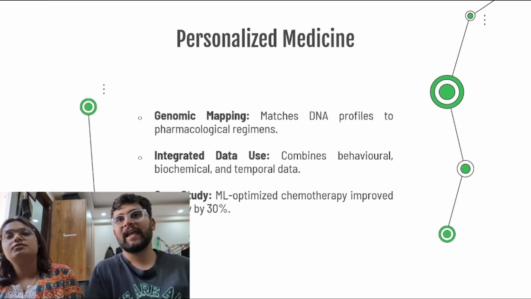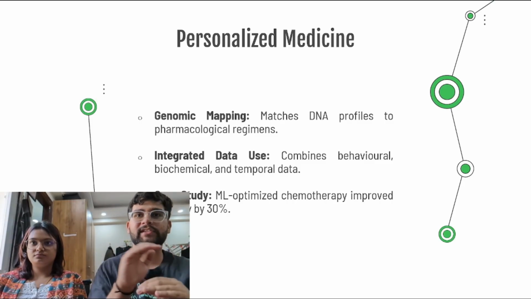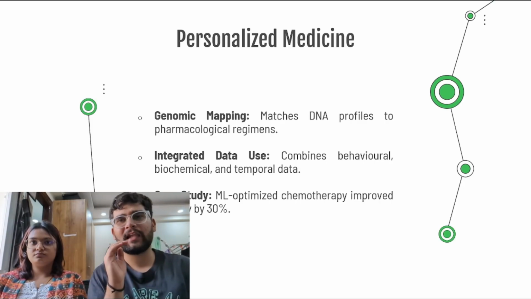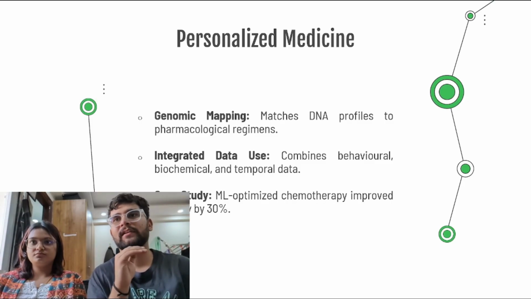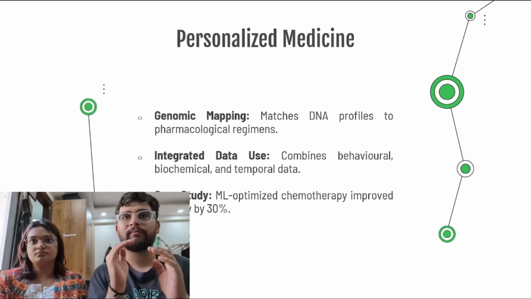Personalized medicine. ML combines genomic, behavioral, and biochemical data to suggest treatments. In one case, ML helped optimize chemotherapy plans, improving results by 30%. This kind of personalized care is the future of medicine.